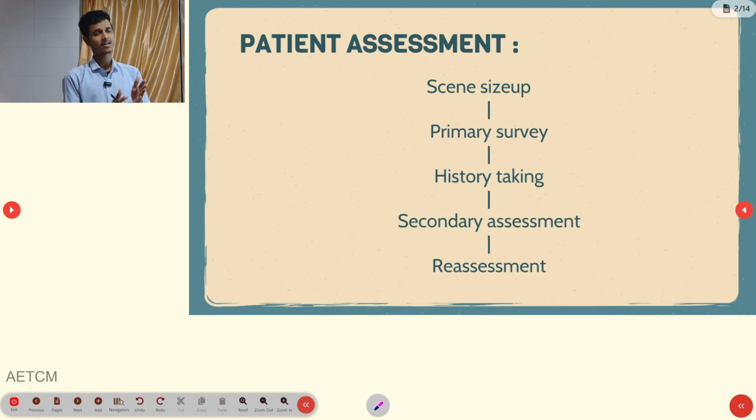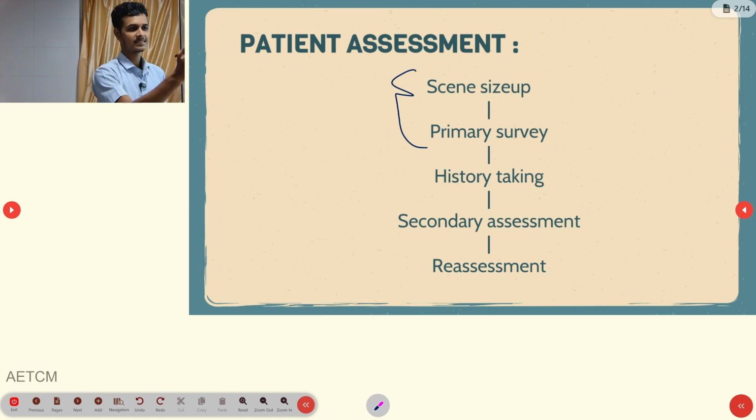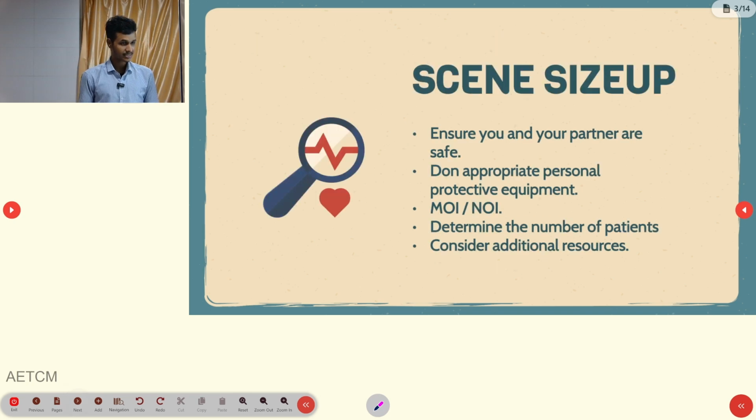So again we have to start with scene size-up, primary survey, history taking, secondary assessment, and then finally reassessment. If you are concentrating on pre-hospital care, before transporting a person from the scene, we have to do these two things: scene size-up and then primary survey. Then during transport, you have to take the history and do the secondary assessment. Reassessment should be every 5 minutes if it is an unstable case, or every 15 minutes if it is a stable case. So this is regarding the patient assessment format.